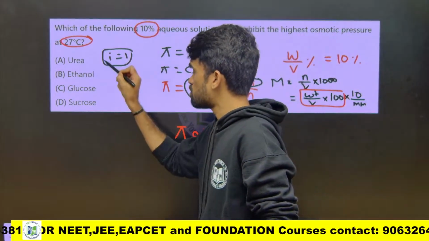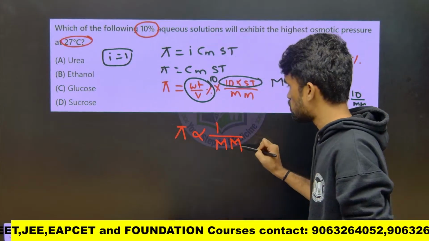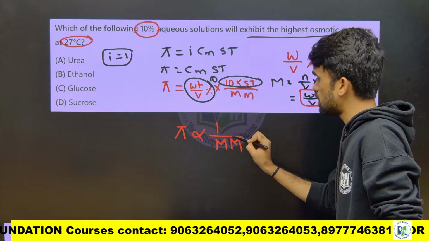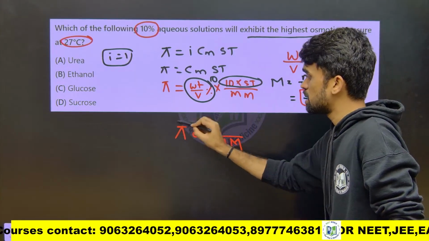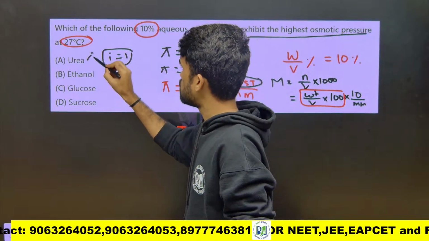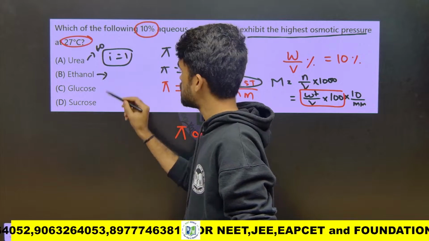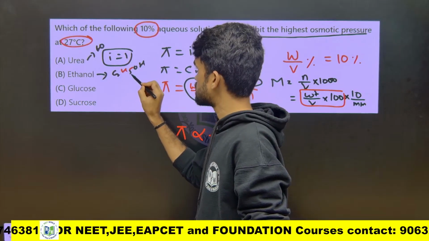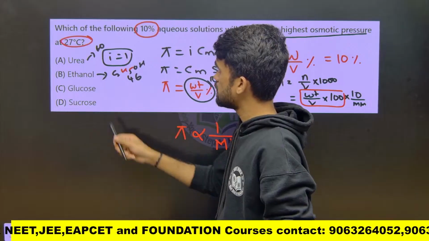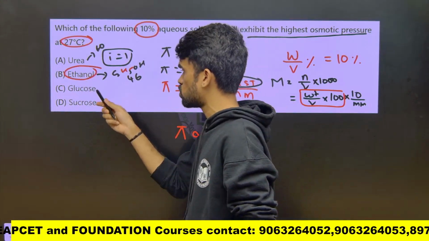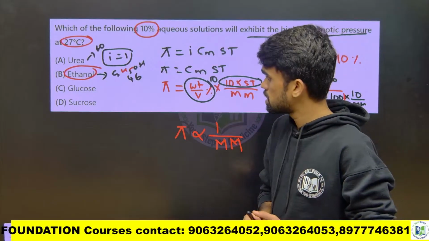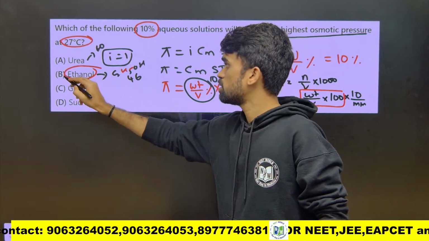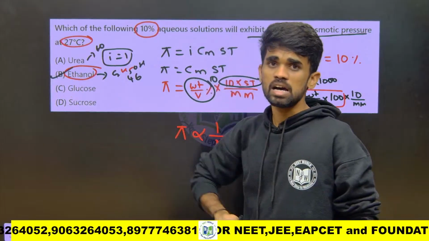Now you need to calculate the molar mass of these substances. Higher molar mass means lower osmotic pressure. So which will exhibit the highest osmotic pressure? It should contain the lowest molar mass. Urea has a molar mass of 60. For ethanol, C2H5OH, so 12 into 2 plus 6 plus 16 comes to 46. Which has the least? Ethanol has the least molar mass. Glucose and sucrose are very large molecules, therefore they will have higher molar masses. Therefore ethanol has the least molar mass, so the highest osmotic pressure is for ethanol.